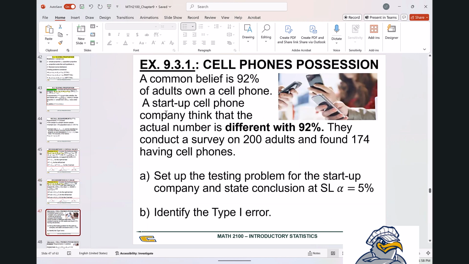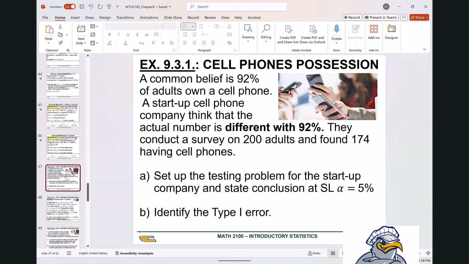So let us walk through some examples, and you can see how we perform a test for proportion. Cell phone possession: a common belief is that 90% of adults own a cell phone. A startup cell phone company thinks the actual number is different, at 92%. So they talk about different, and percent, which means proportion here. They conduct a survey of 200 adults and found that 174 have cell phones. Set up a testing problem for the startup company and state the conclusion. So we help them set up the testing problem and use the data they collected to make a decision. Then identify type 1 and type 2 errors. So let's see.